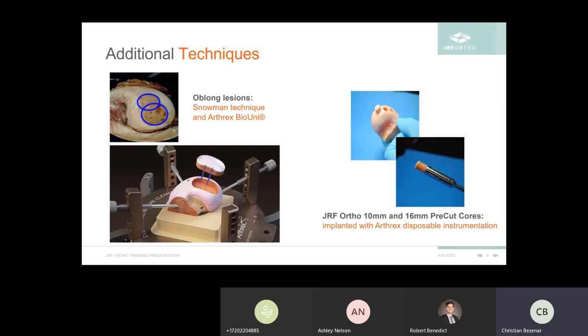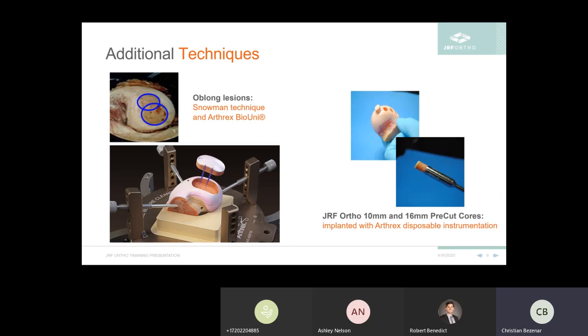would be more on the articulating surface of the femoral condyles, when the lesions are longer in the AP dimension than they are in width. Surgeons can address those lesions with the snowman technique or using multiple round plugs. That's technically a bit more difficult. What Arthrex has done to address that is come up with a unique new system called BioUni, which is used to treat those oblong lesions with one single plug.